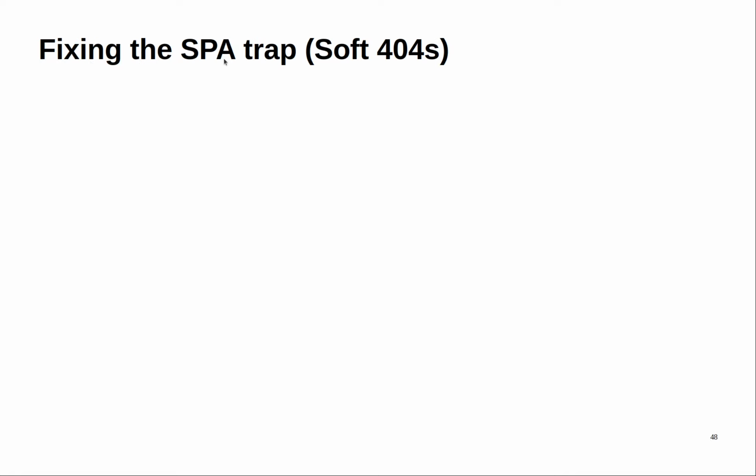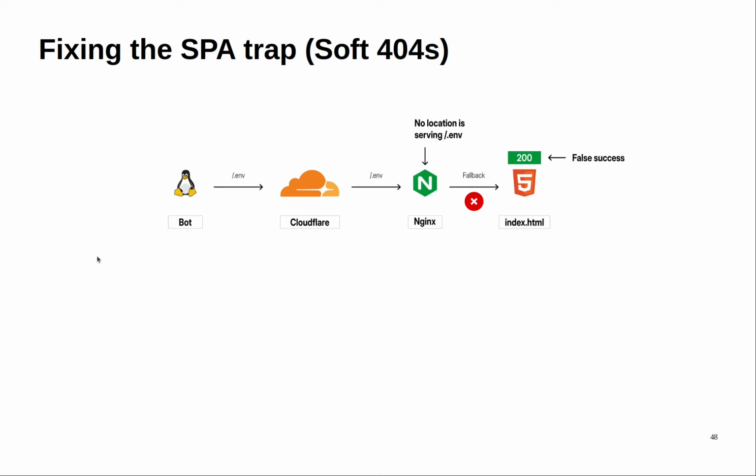Let's talk about this trap that we call soft 404s. I have this diagram that explains it. Here we could have a regular user, but mostly these are bots. They will try to get files that contain valuable information like your .env files. So this request will go through Cloudflare and will reach your application.